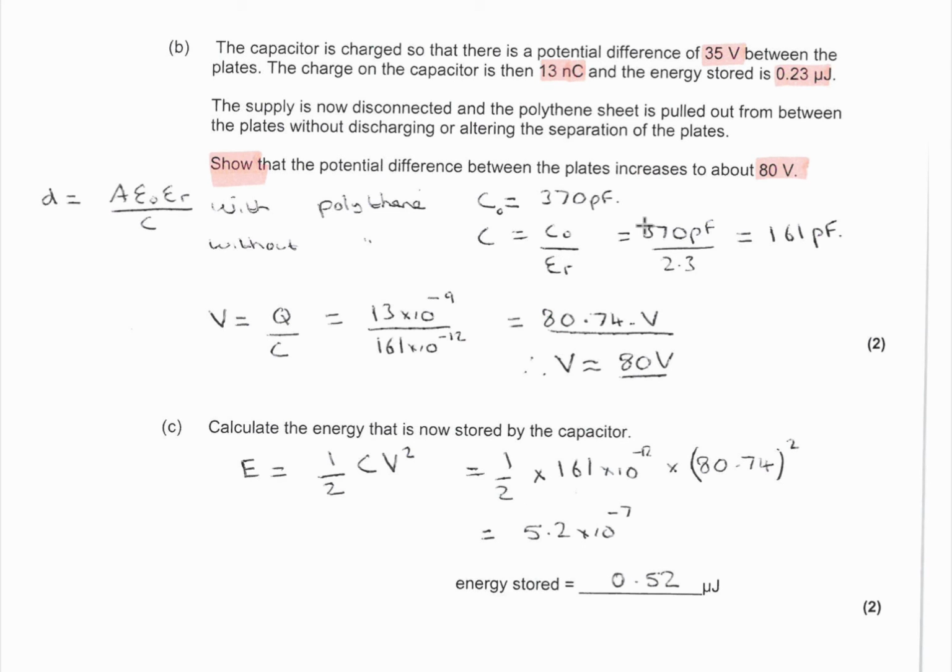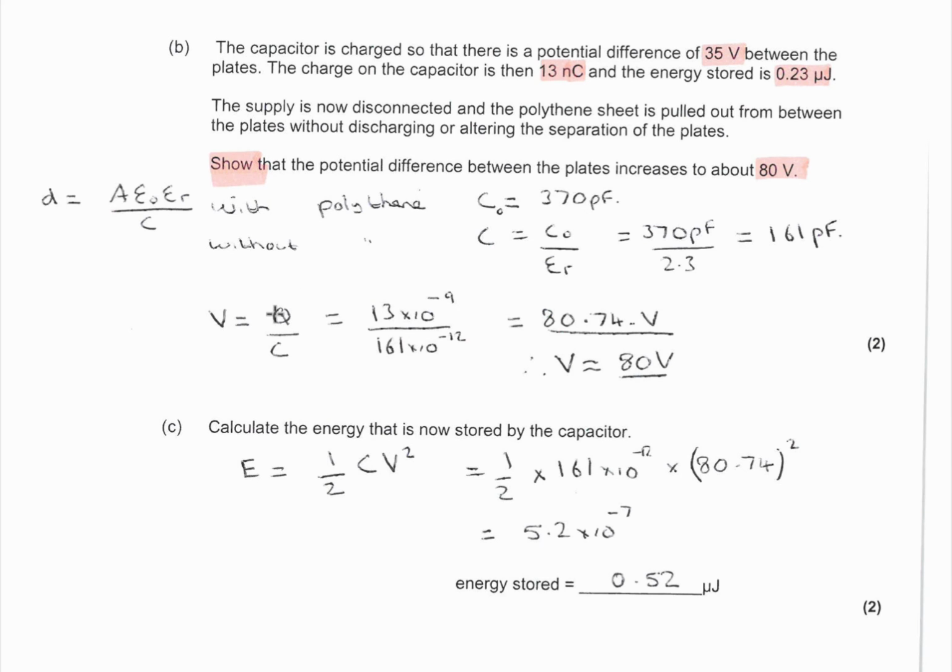So if we do that, we get 370 picofarads divided by 2.3 gives us 161 picofarads. That's worth 1 mark. But we've not yet answered the question. We now want to know what happens to the potential difference. Well, if we go back to our bog standard equation that links capacitance and potential difference, the potential difference is the charge divided by the capacitance.